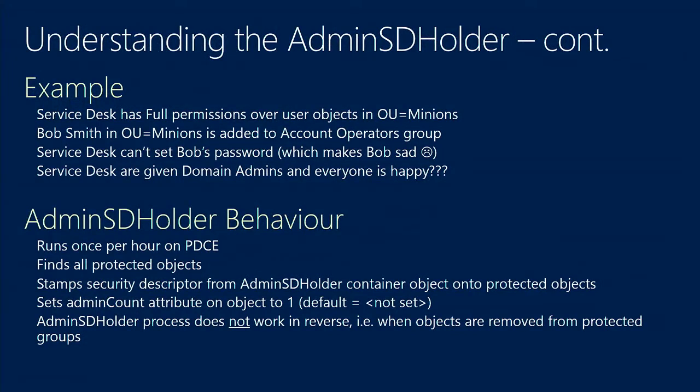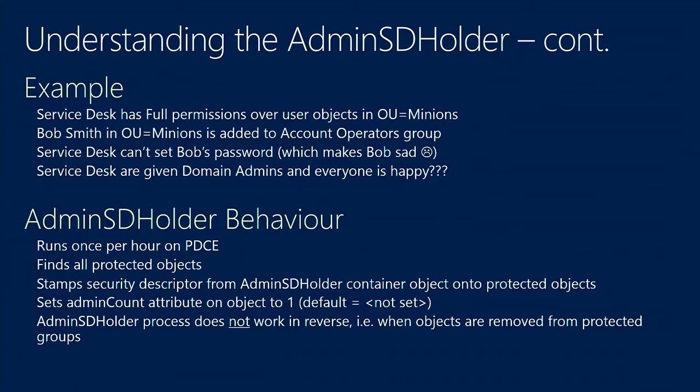Let's say in our domain we've got an organizational unit called Minions. The service desk has got full permissions over user objects in that OU. And basically what happens is Bob Smith is added to the Account Operators group. At that point, the service desk can no longer change Bob's password. So what happens? They go, hey, we need more permissions, we can't change the password. And then they go into Domain Admins, and it's all good, right? So we get this kind of proliferation. It's like an arms escalation. Just keep increasing the level of permissions until people can do what they want. That's not the right approach.